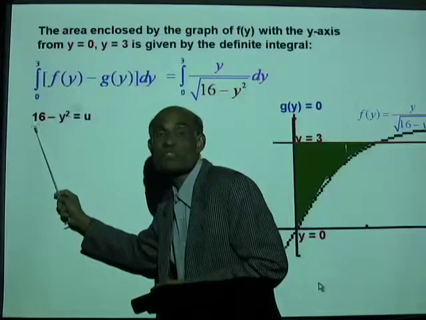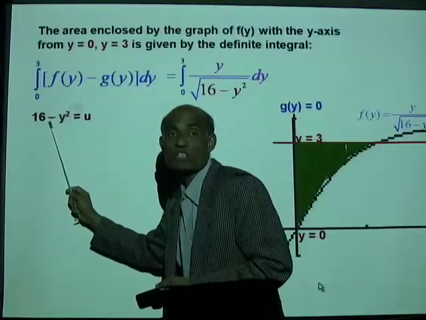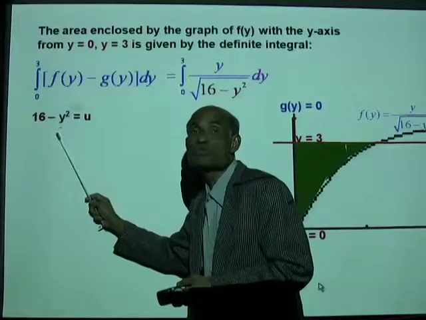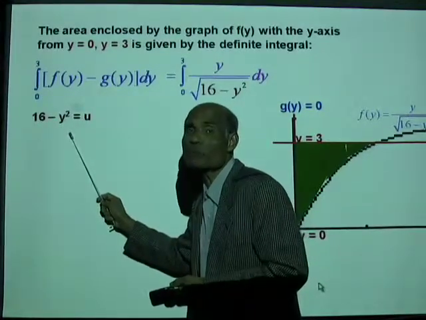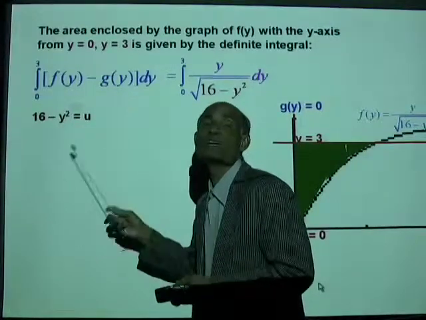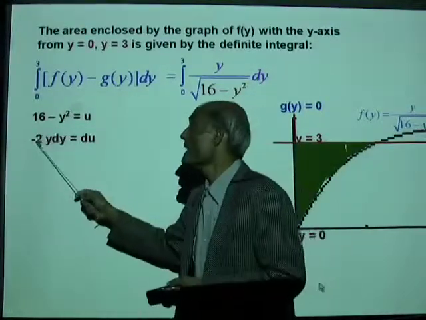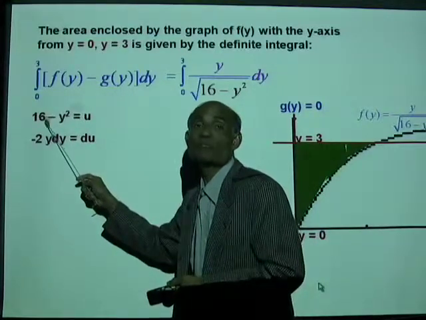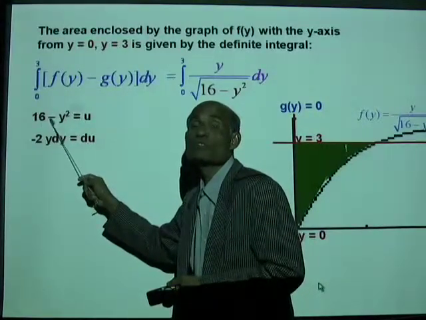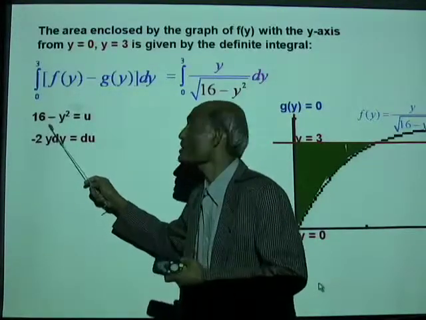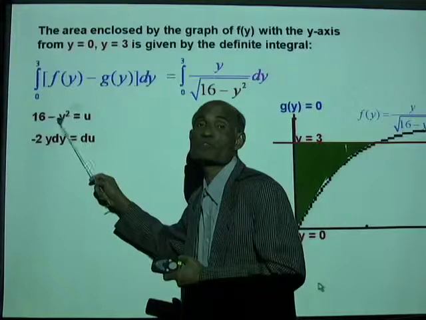Differential of 16 is 0. The differential of minus y squared is minus 2y dy. Remember that one? Equal to differential of u is du. So minus 2y dy equal to du. Now if you forgot this, you need to go back and polish the skill of substitution.